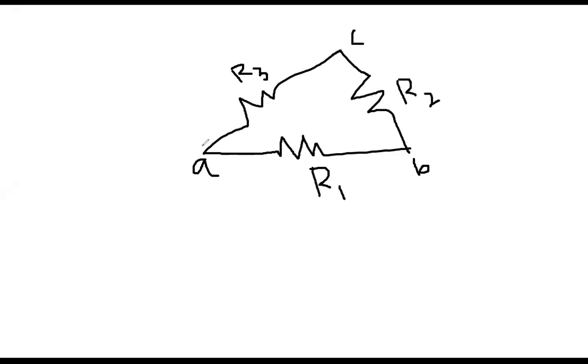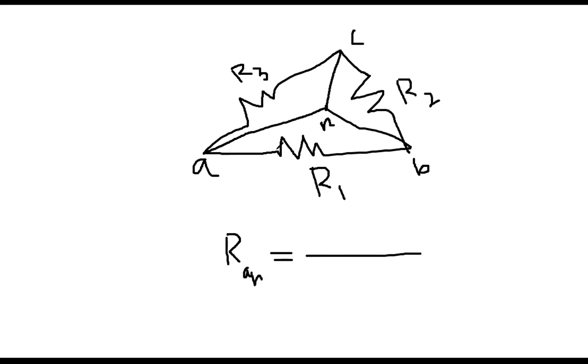So what you will do, from here you will get one point, and then there will be one here, and then there will be one here. For example, give the name N. Now what will be this value? This RAN will be the multiplication of these two, sorry, R1 multiplied by R3, and then in the denominator, R1 plus R2 plus R3.